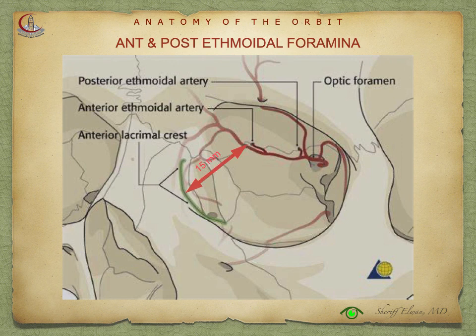This is the anterior ethmoidal foramen on the left orbit, 15 millimeters behind the anterior orbital rim, and 10 millimeters behind it is the posterior ethmoidal foramen.